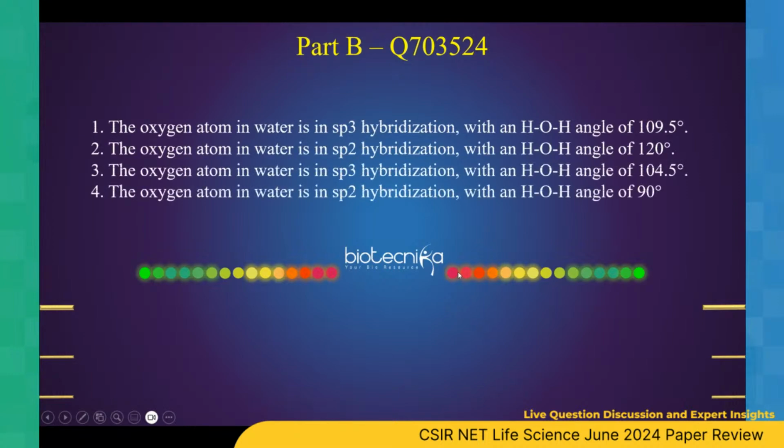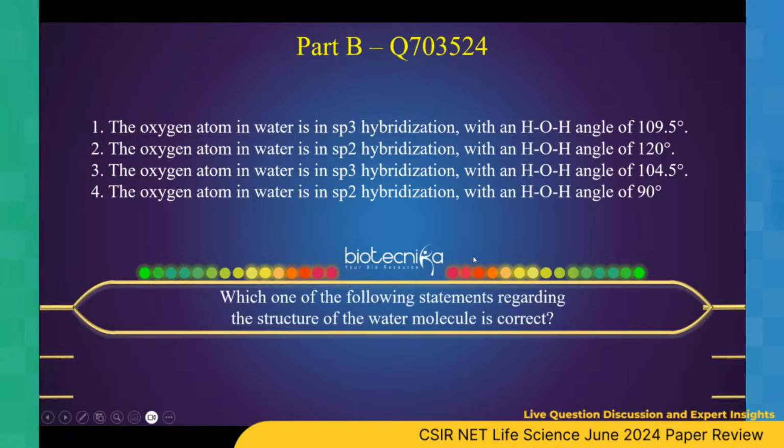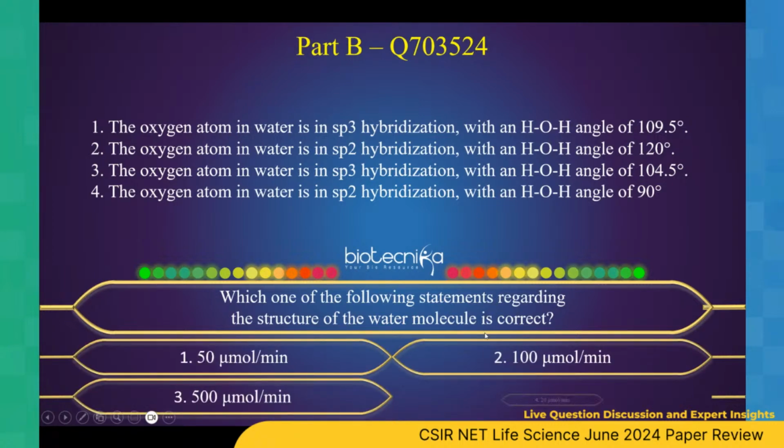So next is part B question again, that is 24. This is regarding water molecule structure. So this was an extremely easy question. The oxygen atom in water is in sp3 hybridization with an angle of this. So they have asked about the hybridization and also about the angle between the HOH bond. So which of the following statements regarding the structure of water molecule is correct?